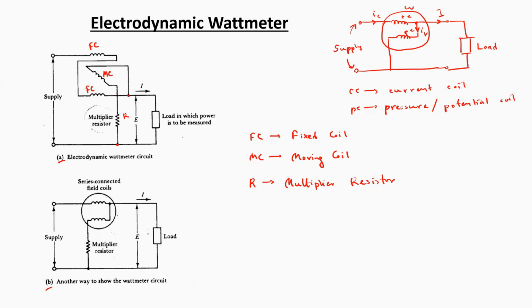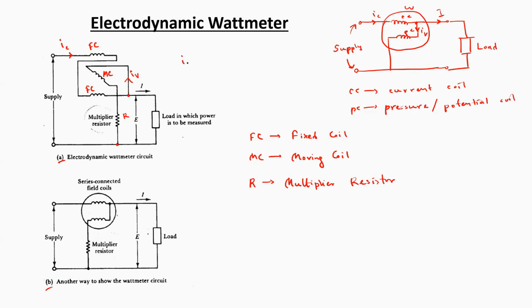Now let's say these fixed coils are carrying a current IC. So the same current IC is going to flow through both the fixed coils. And at this node, the current is going to be divided into two parts. One part, let's say, is going to flow through the load, represented here by I, and another portion of the current is going to flow through the moving coil, which may be represented as IV.